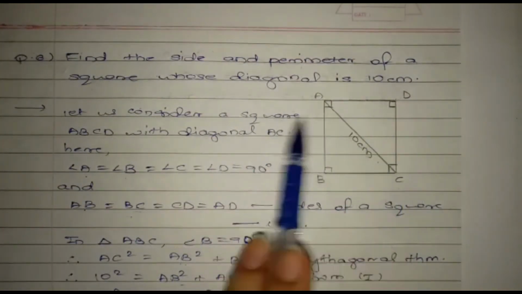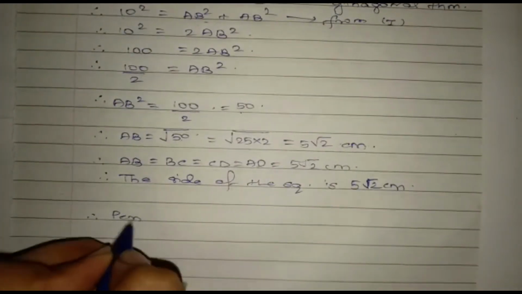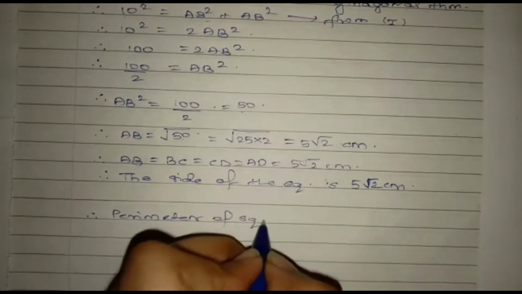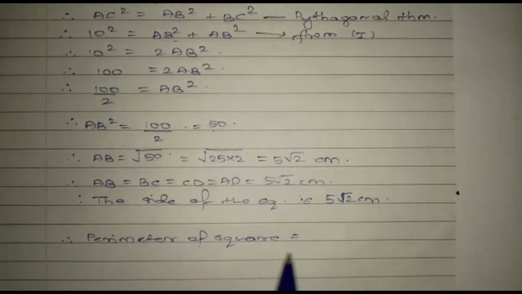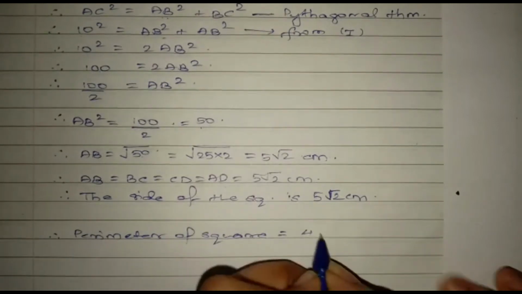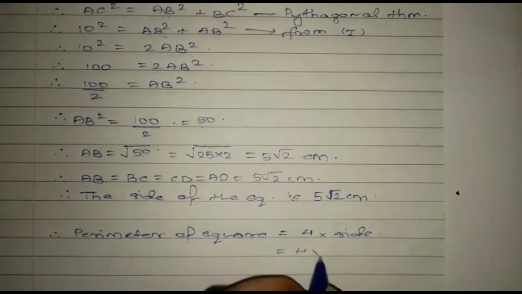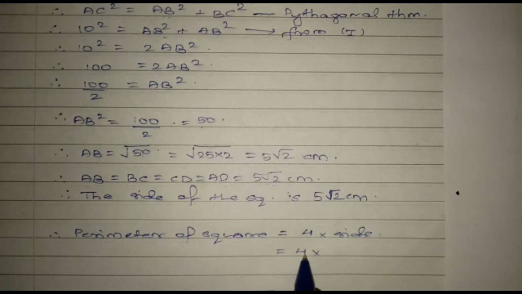Perimeter is the sum of all sides. So therefore, perimeter of square is equal to, we can also write it as 4 into side. Perimeter of a square is 4 into side or sum of all sides. I will write it as 4 into side. Okay, so 4 into side, and any side of the square is 5 root 2 centimeter.